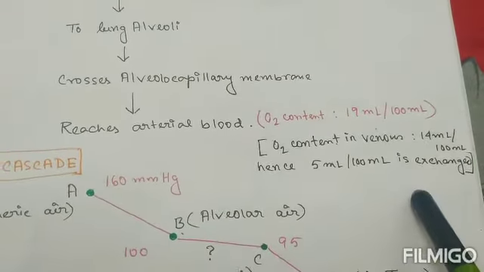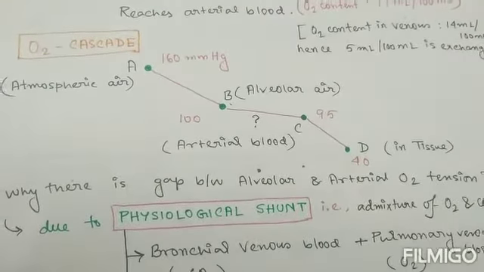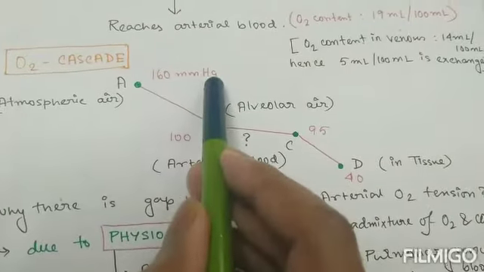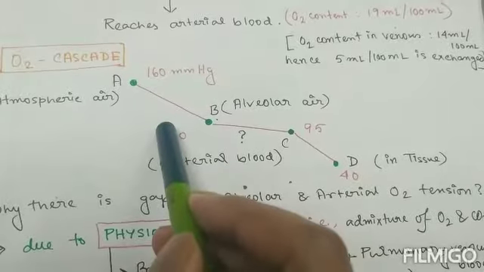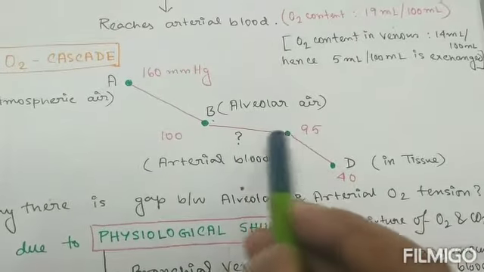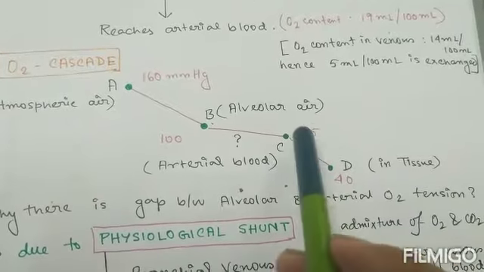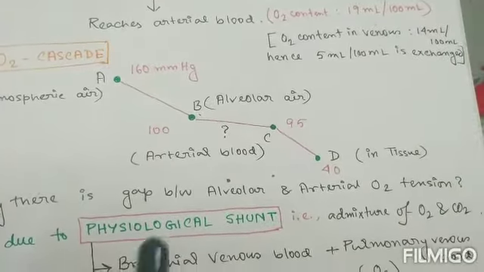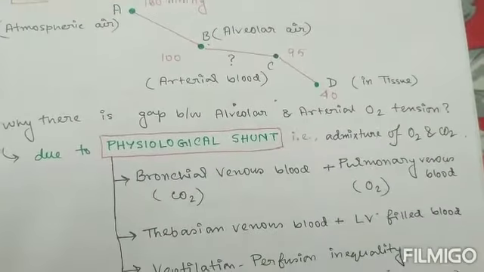Another piece of information before we go to the proper mechanism, that is the oxygen cascade, and it is all about the partial pressure of oxygen. In the atmospheric air, the partial pressure is 160 mmHg. In the alveolar air, it is 100 mmHg. In the arterial blood, it suddenly drops down to 95, and in the tissue it is 40, as expected, because from arterial blood to the tissue the oxygen should be exchanged. But why is there a gap between the alveolar air partial pressure and arterial blood partial pressure?